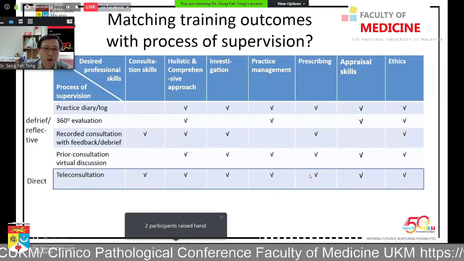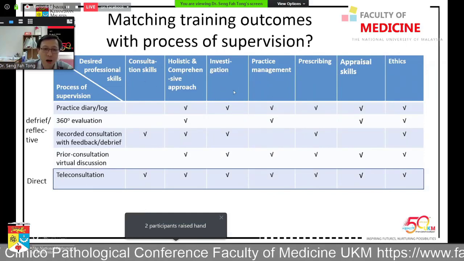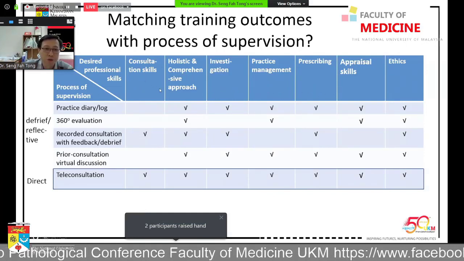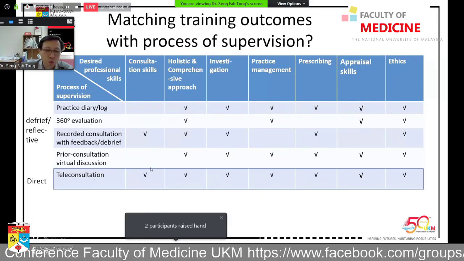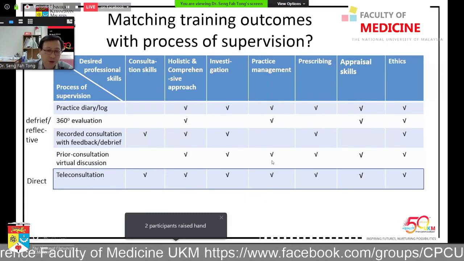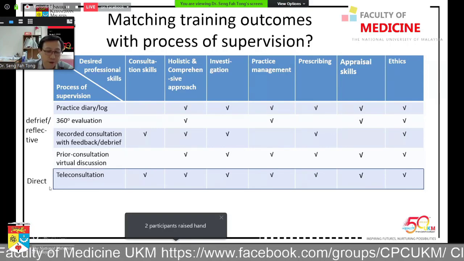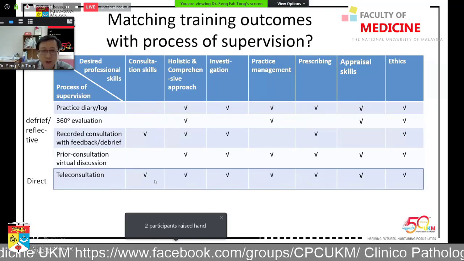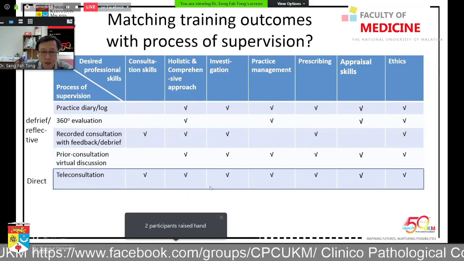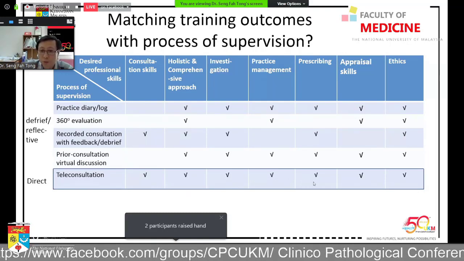So this is matching what we want in our outcome, or the desired professional skills that we want, with the method that we are going to choose. So we'll see how it can be covered. Of course, you will see teleconsultation with direct observation through some telecasting. How can we look at consultation skill, holistic care, and whatnot in clinical practice?